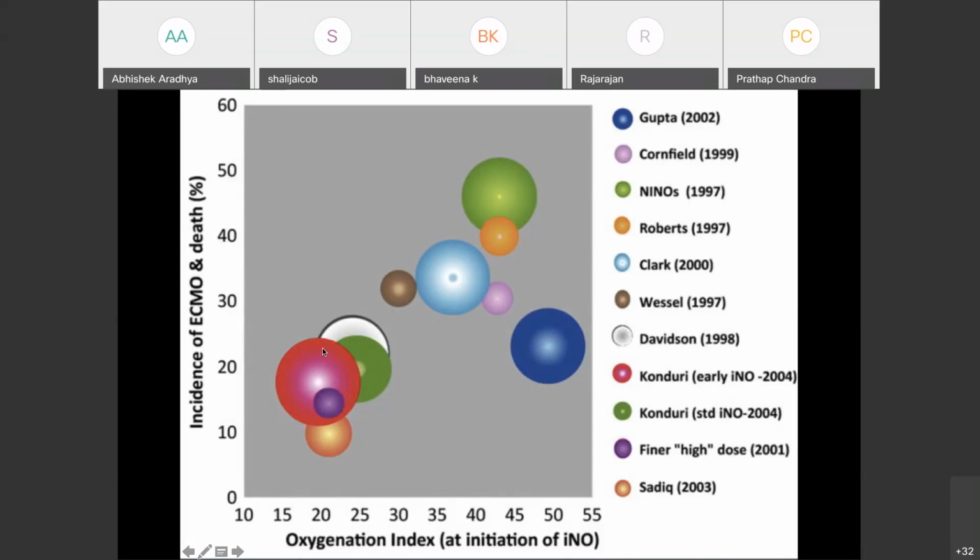The survivors are very high and the need for ECMO is very low if you're at an oxygenation index between 15 and 25. The need for ECMO rises proportionally, and the death rate also goes up, if you start any treatment initiation beyond an oxygenation index of 25 to 30. That shows the importance of looking very carefully at the progress of the baby, as well as starting things at the right time.